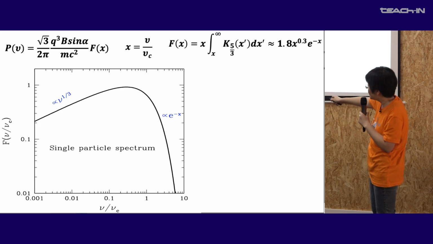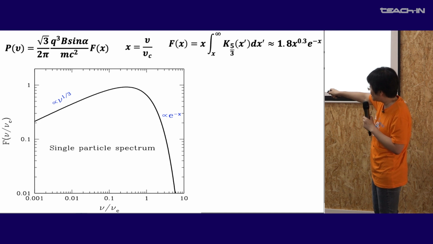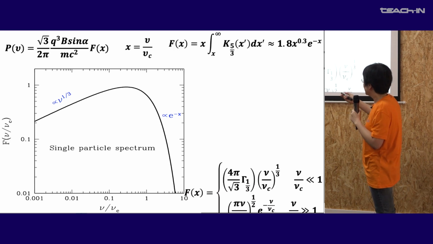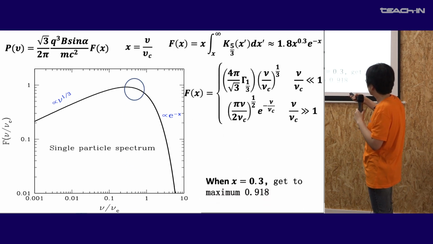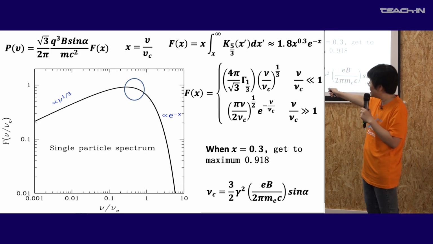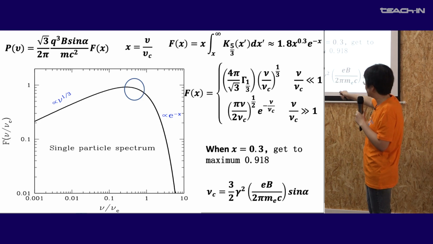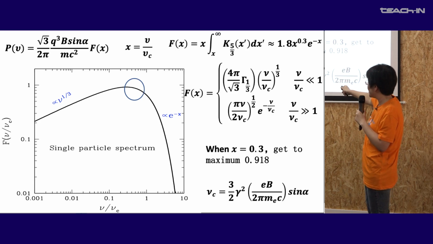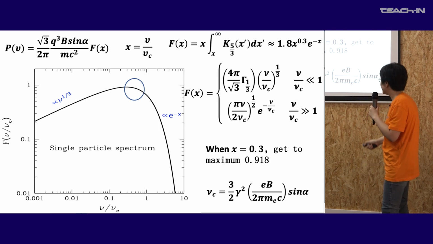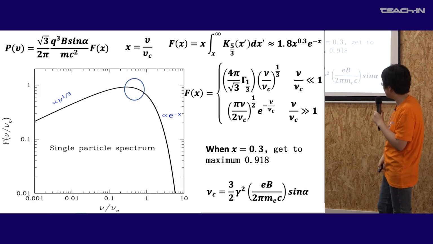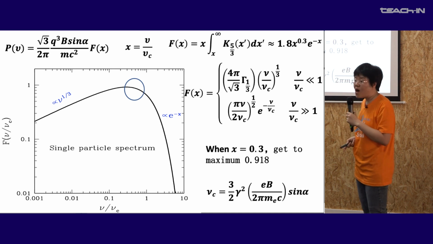You can see that at lower energy or lower frequency, the spectrum is proportional to frequency to the 1/3. With a certain critical frequency, nu-c, you get the maximum. Beyond that, it is proportional to the exponential of minus x. When x gets to about 0.3, you get a maximum, at around 0.9. Okay, that's for one electron.